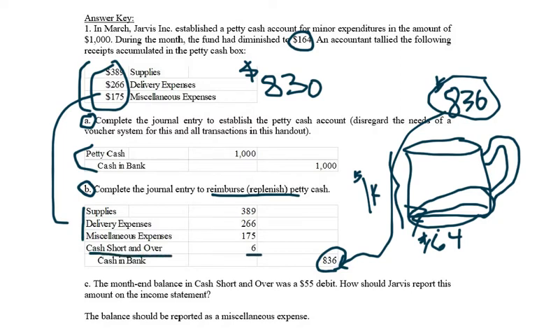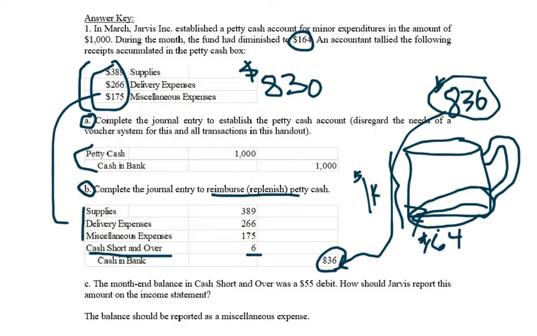Now, we're going to use that plug that we would normally use with cash registers here as well. So the full entry should be supplies debit for $389, delivery expense debit for $266, miscellaneous expenses for $175, plug the $6 to cash short and over, and then a credit to cash in bank of $836. So now once you process that transaction and the money is actually removed from the bank account and donated back to the petty cash box, now the petty cash fund is back up to its original $1,000.